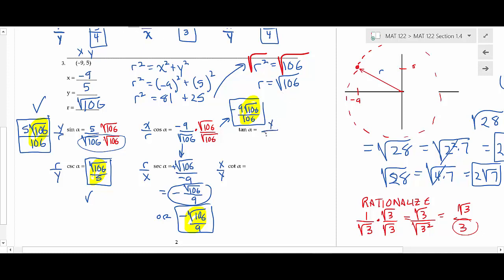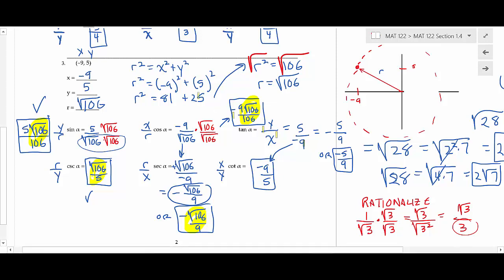The tangent is y over x. Y is 5. X is negative 9. The preferred way to write that is not having the negative in the bottom. Either write it as negative 5 over 9, or negative 5 in the numerator over 9. That's the way I do it most times. That's preferred. Then the cotangent is the reciprocal, so it's x over y, so that would be negative 9 over 5.